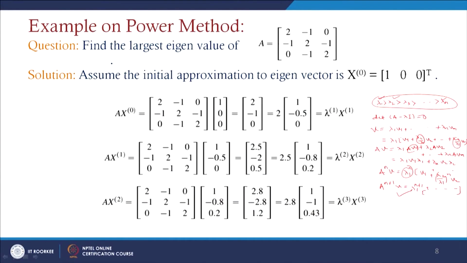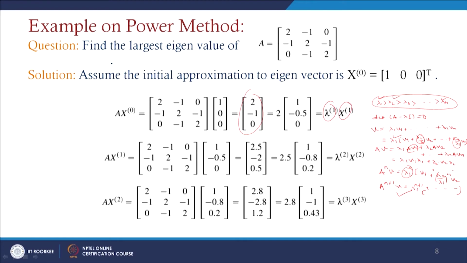Based on this approach, at each level we take the largest element common. So we write A X0 with the matrix 2 minus 1 0, minus 1 2 minus 1, 0 minus 1 2, and the vector 1 0 0. If you multiply, we find 2 minus 1 0. Taking the largest element 2 common, as we did for this system, it can be written as 1 minus 0.5 0, which is lambda 1 x 1.